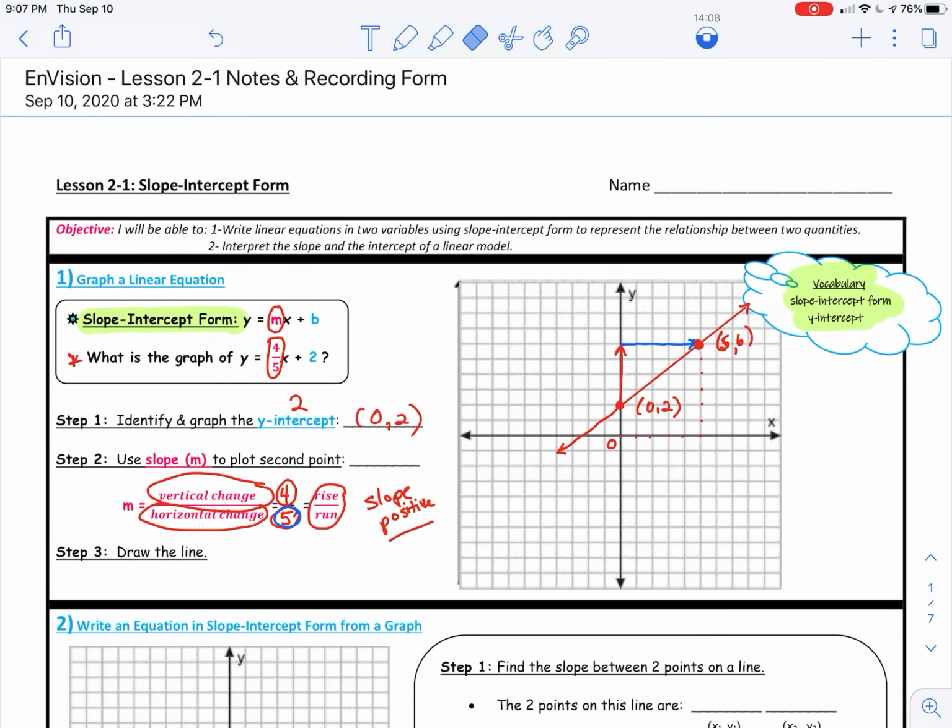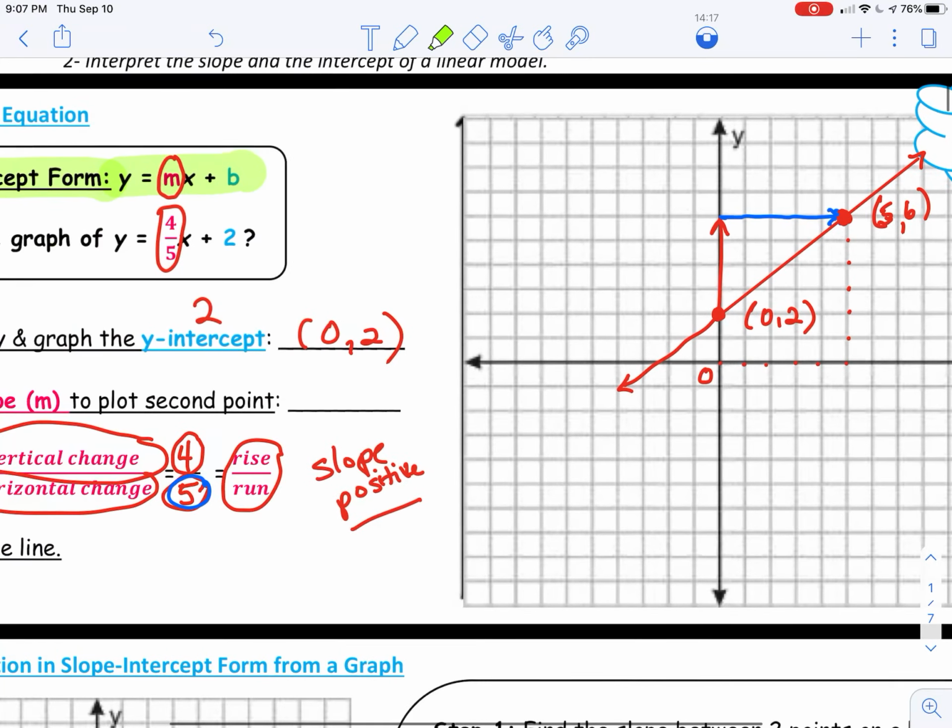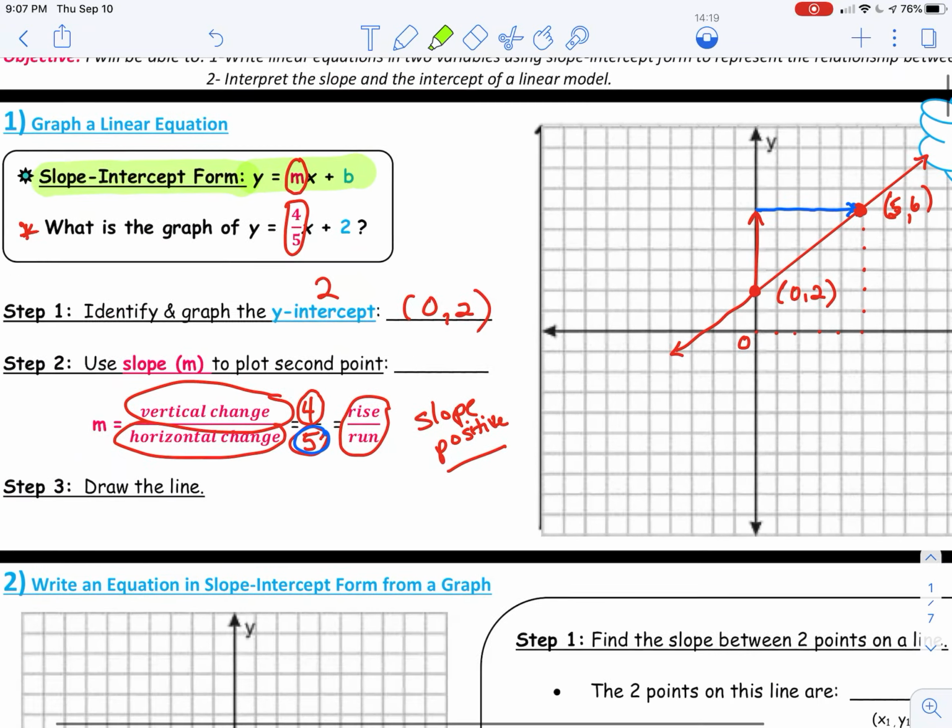If we have an equation that is in the mx plus b format, we can pull parts of that out to graph 2 points on a line and draw our line.